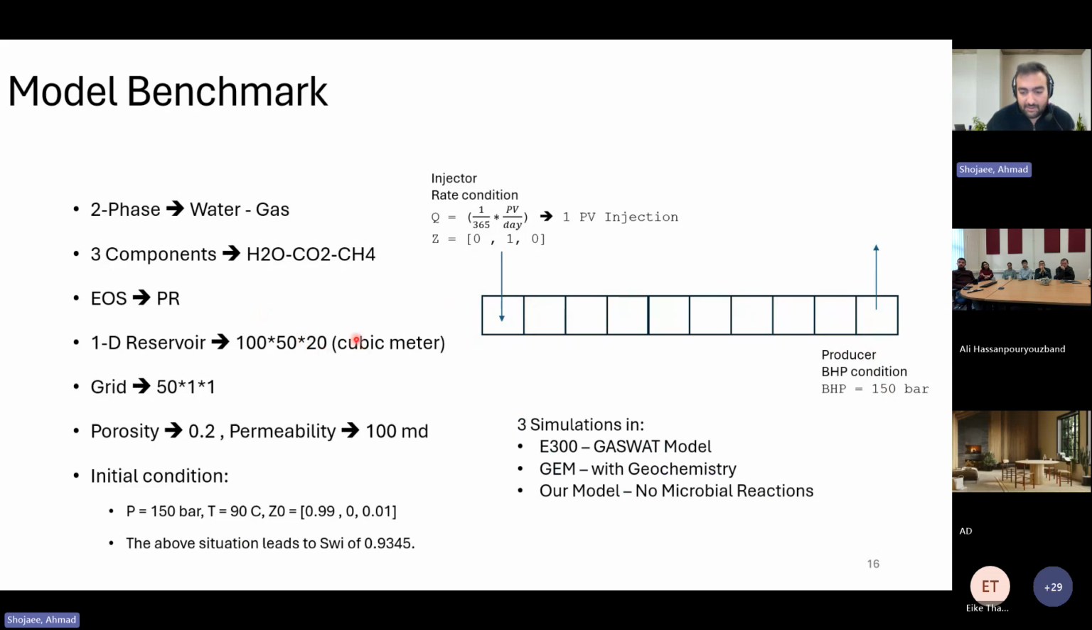We defined these simulations in three reservoir simulators. We defined this simulation in E300 using the gas-water model, and in GEM, including geochemistry, because GEM is able to predict and calculate mineral dissolution and precipitation. We have a calcite system, a carbonate system here, and we are going to inject CO2. We expect some rock dissolution because CO2 will make the brine acidic, and some rock will be dissolved in the water phase. And the last one, we defined this injection scenario in our model, assuming we have no microbial reactions. When we assume no microbial reactions, our model and GEM behave in a similar way, and we expect a match between our model and GEM in terms of geochemistry behavior.